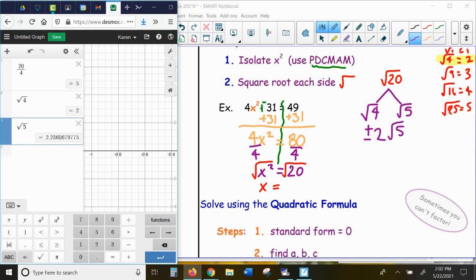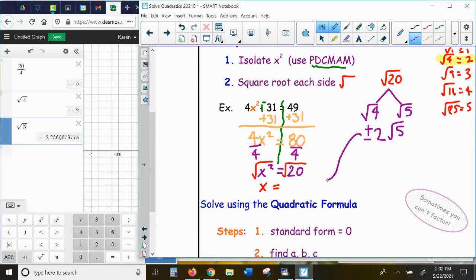Okay, so radical 20 simplified is positive or negative 2 radical 5. And this is our answer. So what that means is if we were to graph this, it would cross the x-axis at 2 spots. The one solution is positive 2 radical 5, and the other solution is negative 2 radical 5.